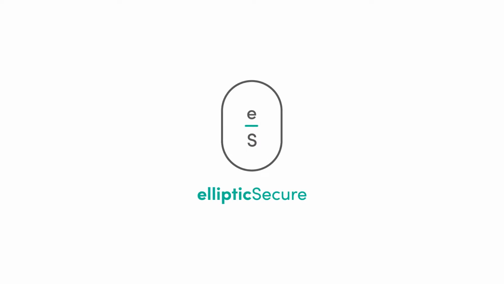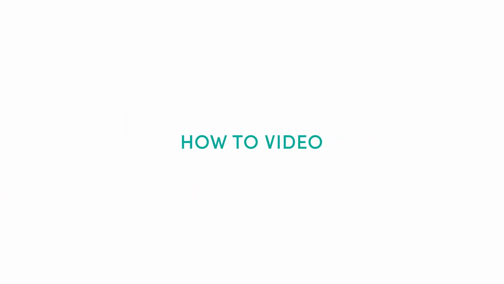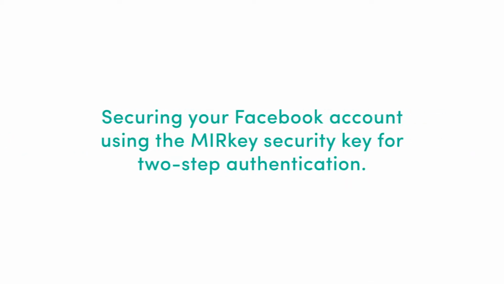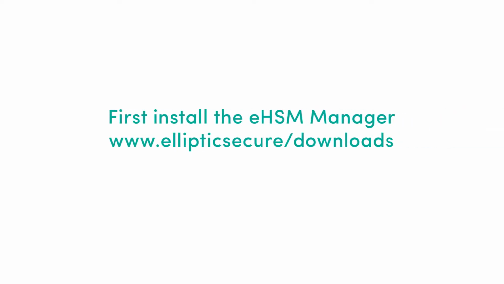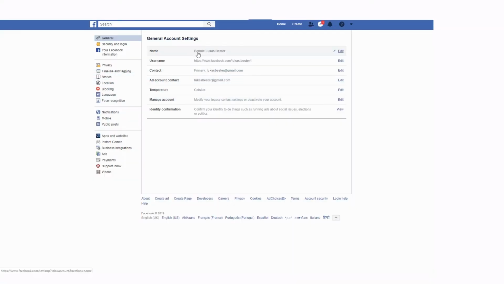To showcase the versatility of the MIRkey and EHSM as a general-purpose hardware security key, this how-to guide will show you how to use it as a second-factor authentication device for Facebook. First, install the EHSM Manager. The latest version can be downloaded from the ellipticSecure website.